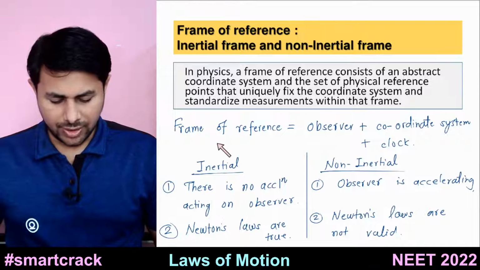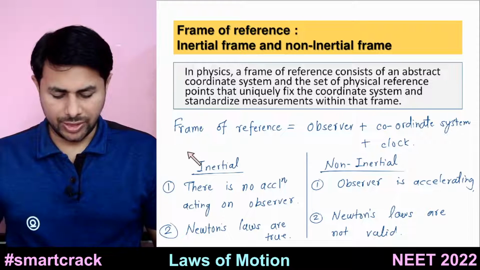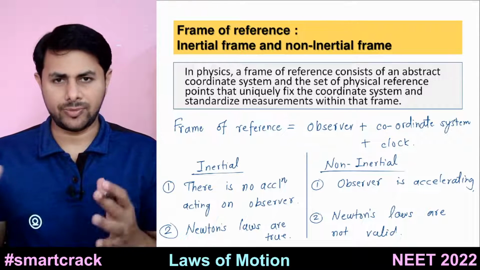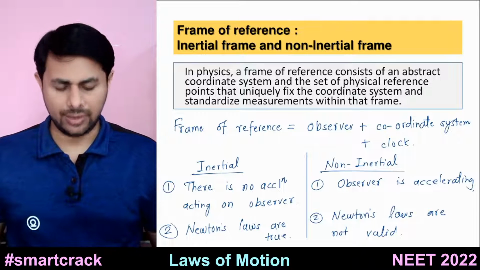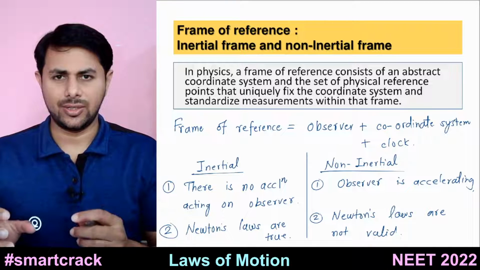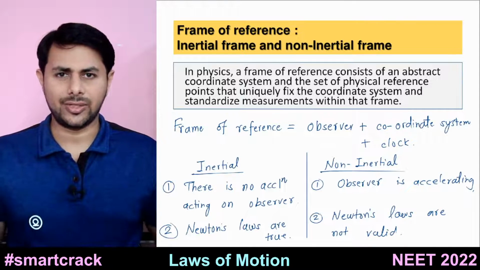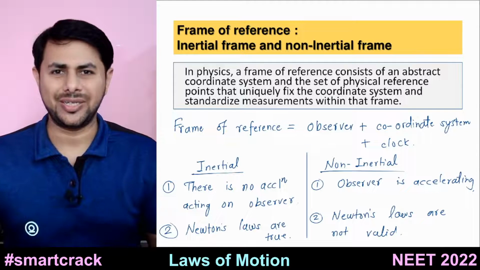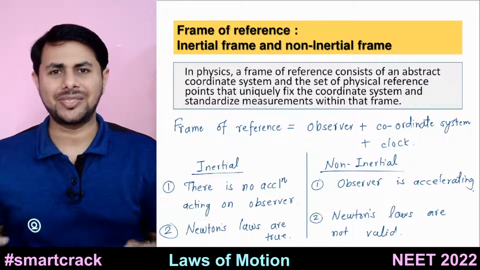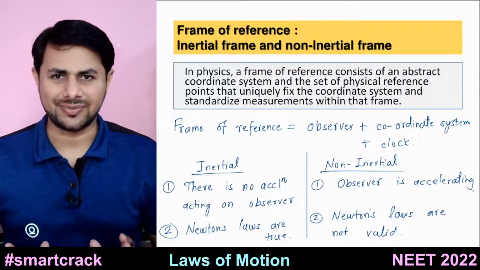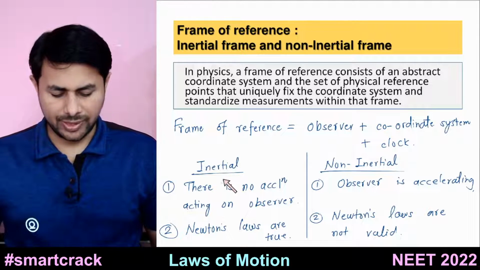So there are two kinds of frames of reference. So what is a frame of reference? Basically, there is an observer who is watching the motion, okay, a coordinate system, and you have a clock to mark the motion, to mark the position of any object at some given time. So from that position, what you can find out? Its velocity, its acceleration, etc. Okay. So there are two frames of reference.